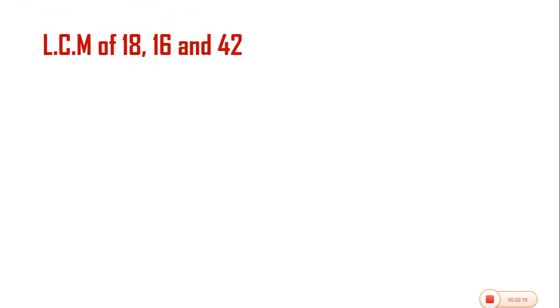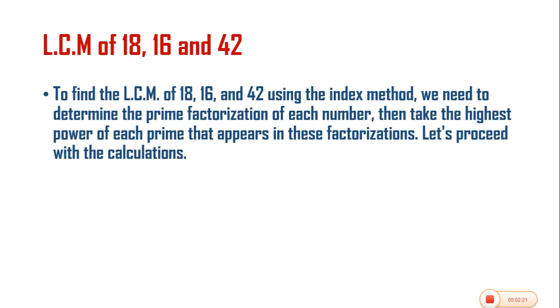Let's take another example. Let's find the LCM of 18, 16 and 42 using the index method. To find the LCM of 18, 16 and 42 using the index method, we need to determine the prime factorization of each number, then take the highest power of each prime that appears in these factorizations. Let's proceed with the calculations.